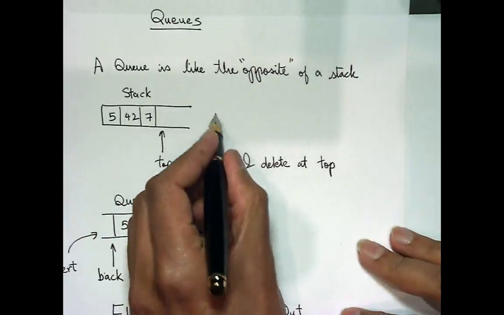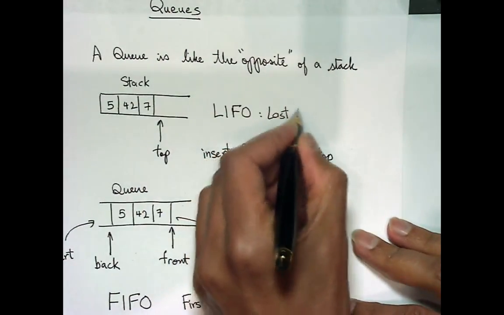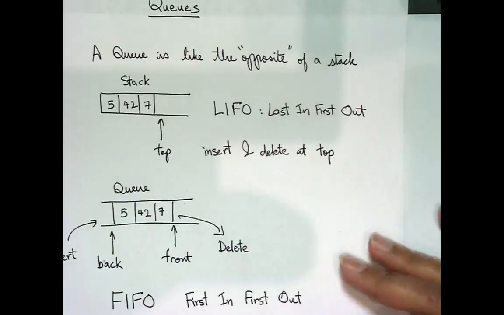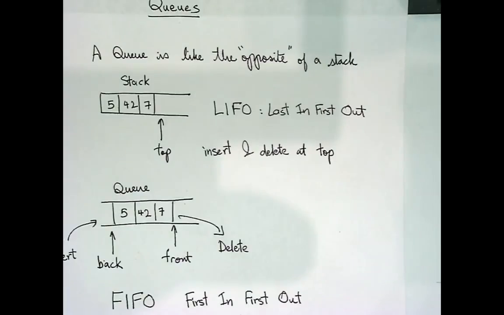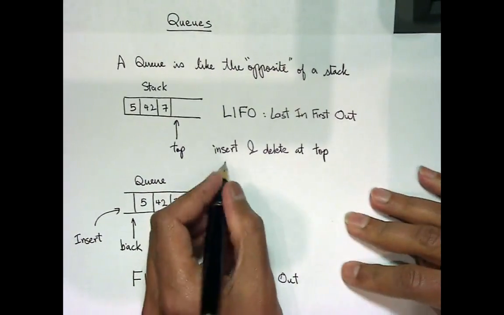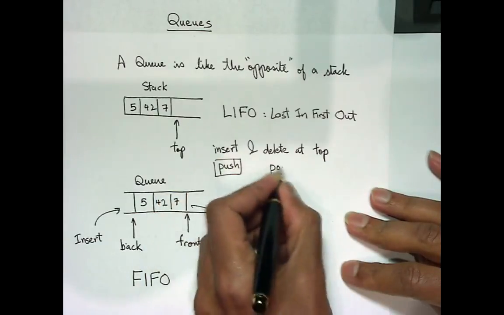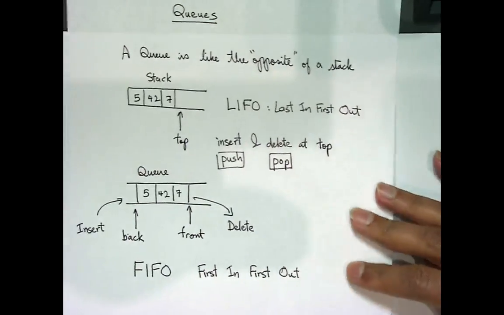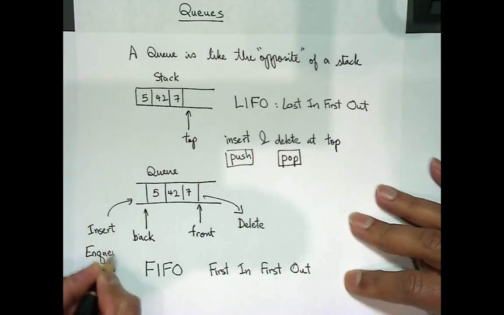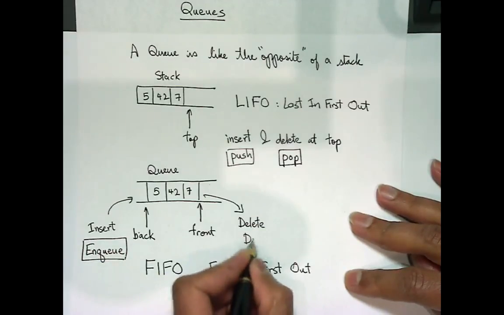A stack is called LIFO, last in, first out. Just as in a stack, the terminology for an insert is a push, and a delete is called a pop. In a queue, an insert is called NQ, and a delete is called a DQ.